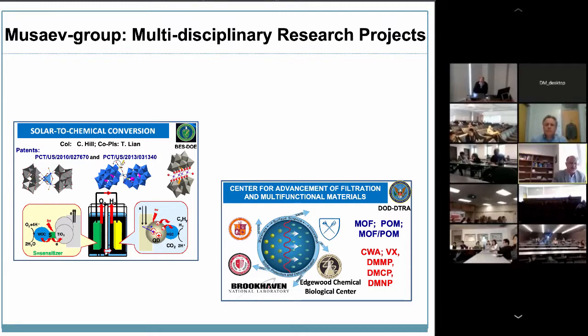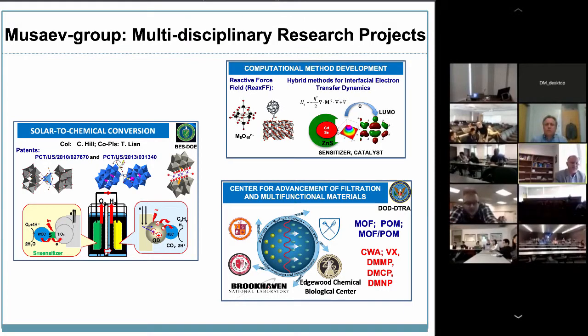Unfortunately, computational techniques today are not really there to deal effectively and accurately with interfacial electron transfer. For these purposes, my group is also developing hybrid interfacial approaches, hybrid molecular orbital molecular mechanics approaches, including core-shell quantum dot and quantum rod type approaches.